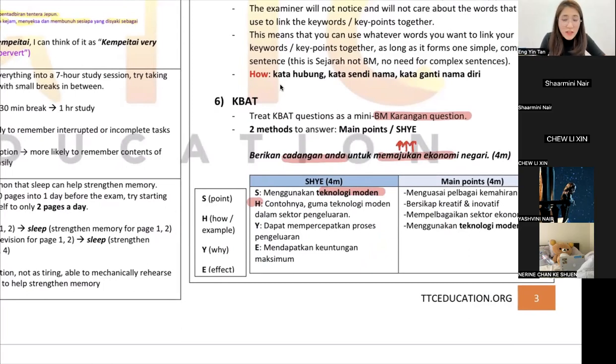So you can say, use modern technology. So how do you use the modern technology? You say, use it in the pengeluaran. Pengeluaran means you produce more. You use technology to produce, which means what? Faster process, mempercepatkan process. This will be my effect. And then the E, effect, is what? Untungan maximum.